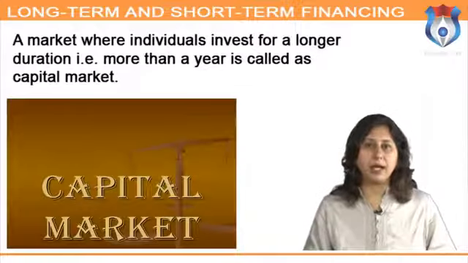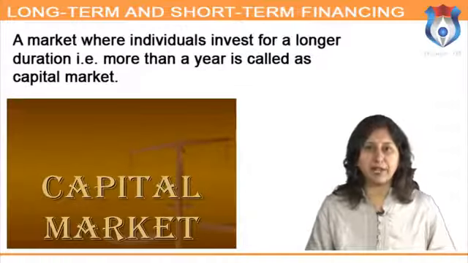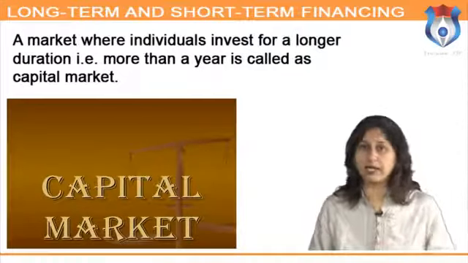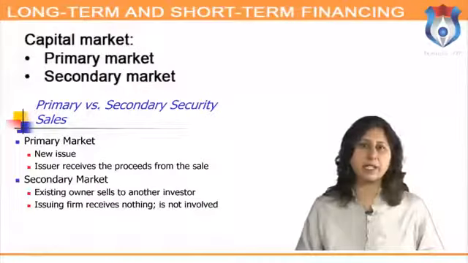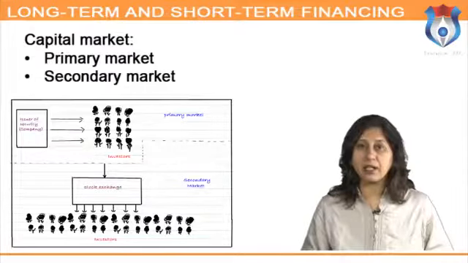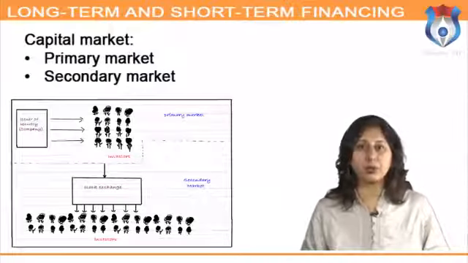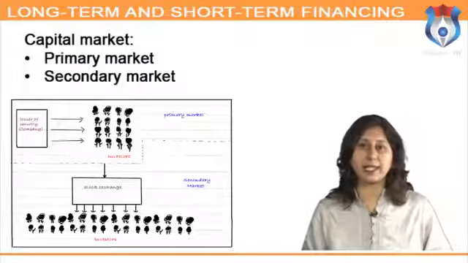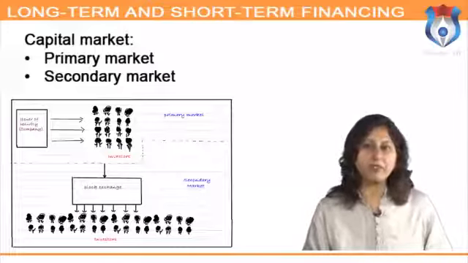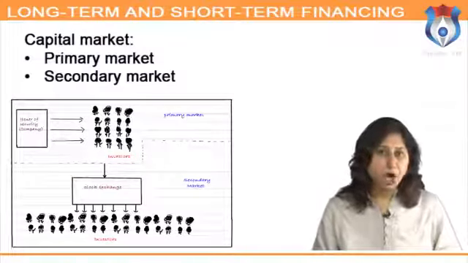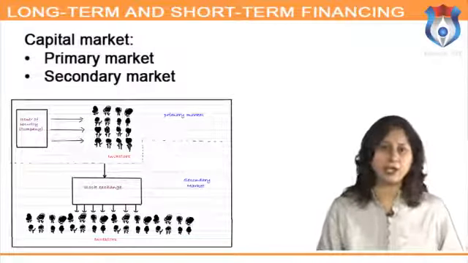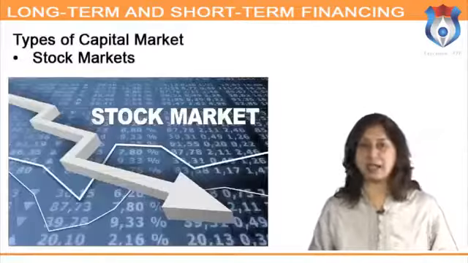Capital market. A market where individuals invest for a longer duration, that is more than a year, is called a capital market. It is further divided into primary market. Primary market is a form of market where stocks and securities are issued for the first time by organizations. Secondary market. Secondary market is a form of capital market where stocks and securities which have been previously issued are bought and sold.